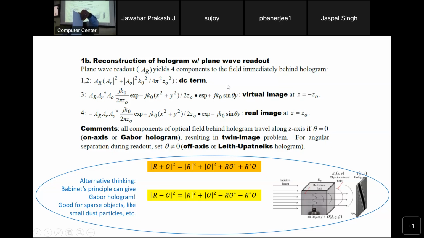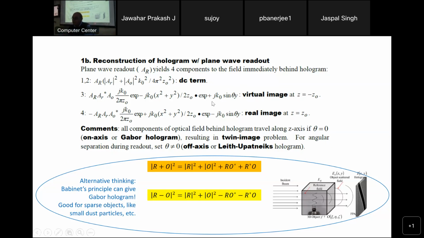And similarly, this one over here will be a converging wave. A converging wave will converge to a point after the hologram. So that's what is going to give you the real image, or the conjugated image, as it is called.